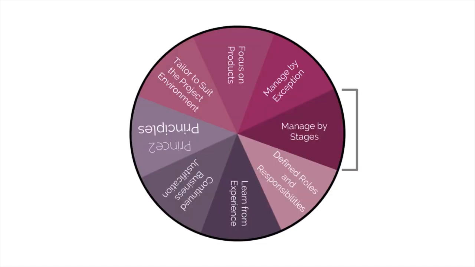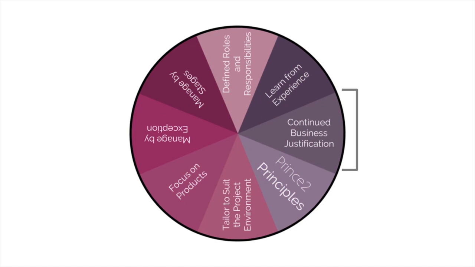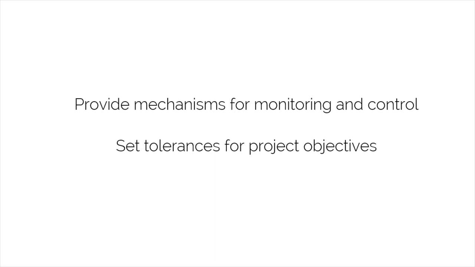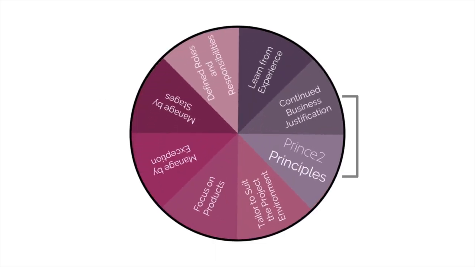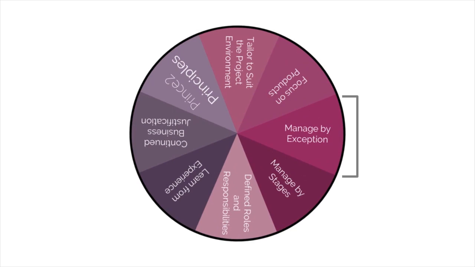You might recall that managed by stages and continued business justification are two principles of PRINCE2 that are related to the progress theme. To fulfill these principles, the progress theme provides mechanisms for monitoring and control as the project moves forward. Another PRINCE2 principle that supports the progress theme is managed by exception. Here, the progress theme enables one to set tolerances for project objectives, which provide the basis for identifying exceptions.